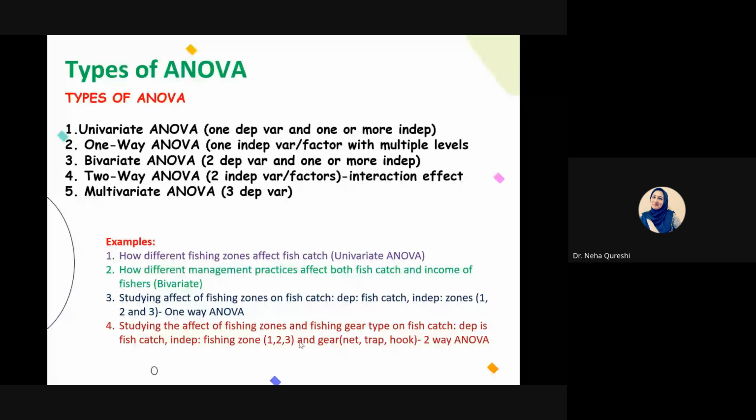Then the third example is studying the effect of fishing zones on fish catch. So fish catch is your dependent variable and the independent variable is zones. So you have one-way ANOVA. Then, studying the effect of fishing zones and fishing gear types on the fish catch. So again, here the dependent variable is only fish catch, so you have one dependent variable, but independent variables are two. First is fishing zone 1, 2, 3. Another is gear type, that is nets, traps, or hooks. Fine. So here we will use two-way ANOVA, because two-way ANOVA also gives you an interaction effect, that is, the interaction effect between your fishing zone and the type of gear that you're using to catch the fish. Is this clear?